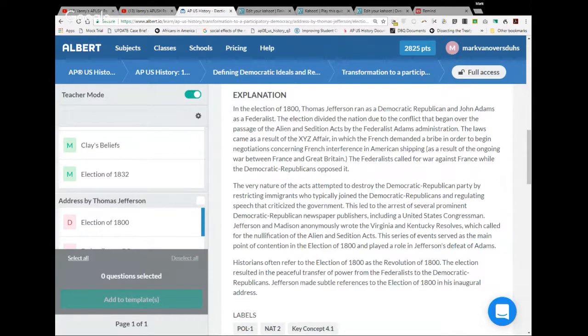And then we went in to look at the XYZ affair, the demanding of the bribe, the Alien and Sedition Acts from the Federalists, and why they might have been claimed to have been necessary by the Adams administration for the safety of the United States, but the Democratic Republicans and a lot of historians believe that it really was just an anti-Jeffersonian thing. So that was one of the main things that really was at the heart of the Federalists maybe going too far.